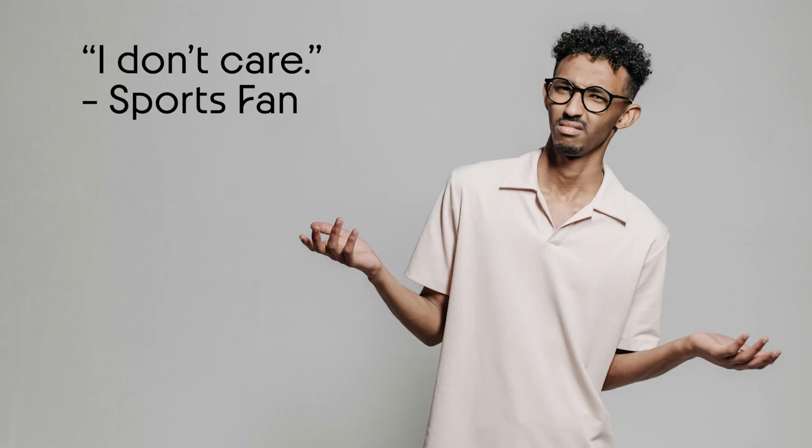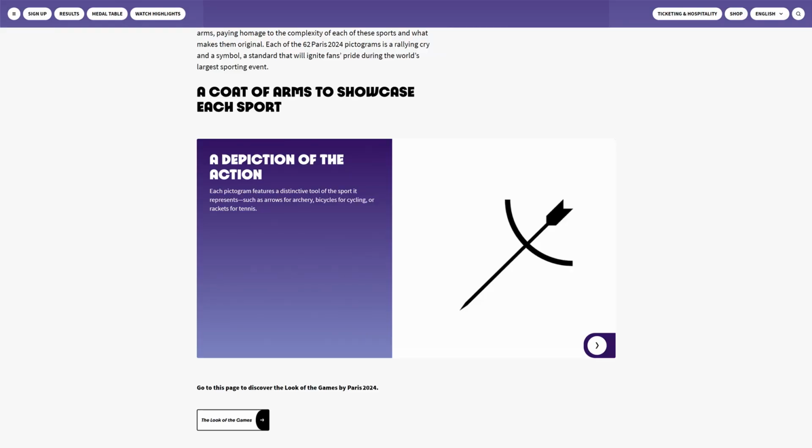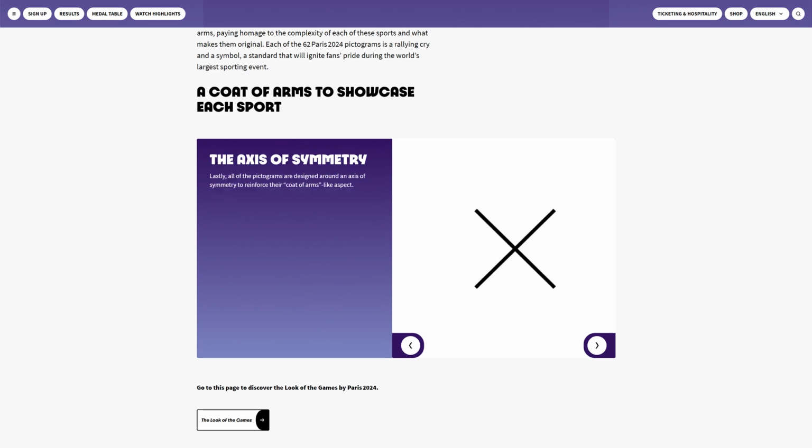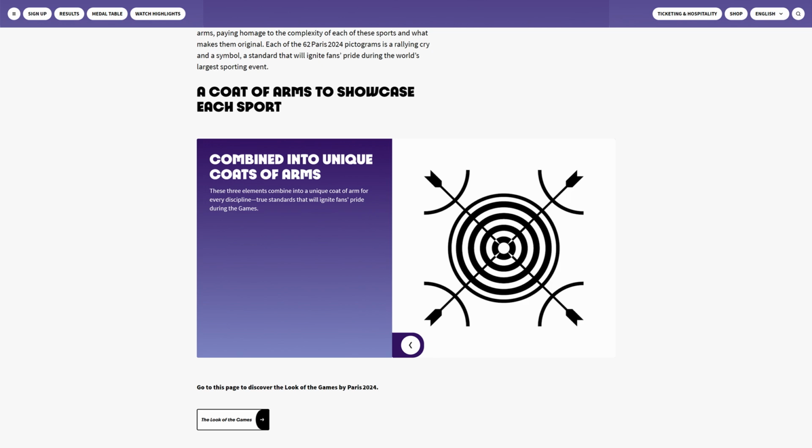However, the designers for Paris 2024 took a very different approach, ditching the more humanoid figures and instead replacing it with what has been described as a coat of arms, serving as a rallying cry for sports fans, as if those fans wanted that or even cared about that in the first place. Each pictogram is comprised of 3 distinct elements: a depiction of the action, a depiction of the playing field, and an axis of symmetry, which can be seen in this archery example.